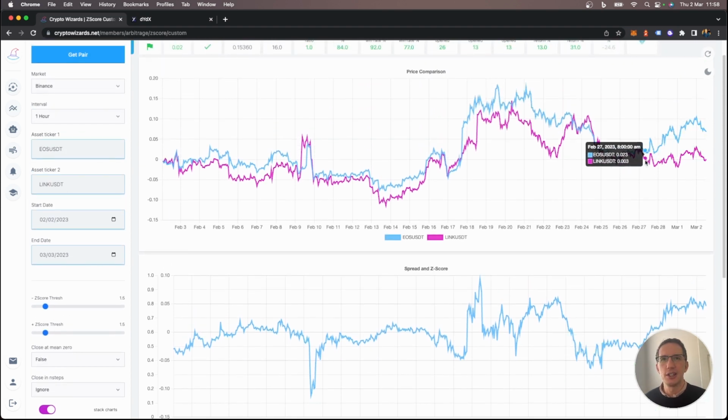I've got EOS, here I've got Chainlink. You can see the spread has gone high. And I'm actually going short on this right now. So if the spread drops down, then I make money. If it goes up, I lose money. But I'm only in 25% of my 1% of capital.